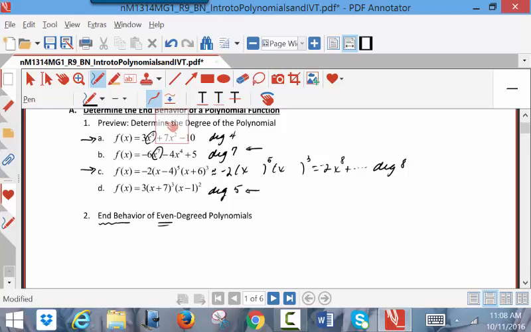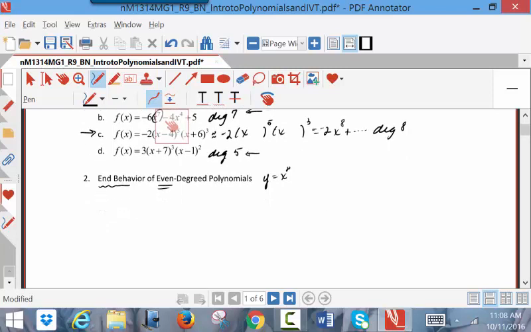So remember, an even degreed polynomial would be something like either an x squared, or an x to the 4th, or an x to the 6th. The highest exponent is an even number. So let's take a look at just the graph of x squared and kind of discuss what it looks like. Okay, we've talked about the x squared function a lot. Okay, so that should come quite naturally to you.